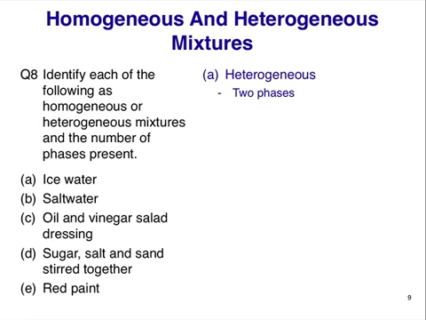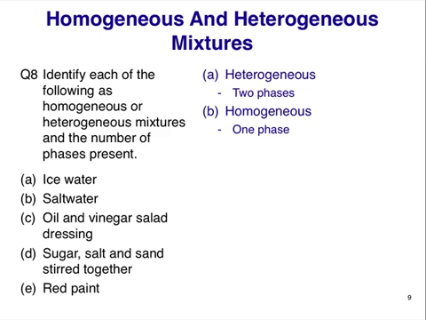Ice water is a heterogeneous mixture. I can see regions containing ice and regions containing water. These are really different forms, two different phases of the same substance, but the mixture does not look uniform. Any heterogeneous mixture must, by definition, have two or more phases.